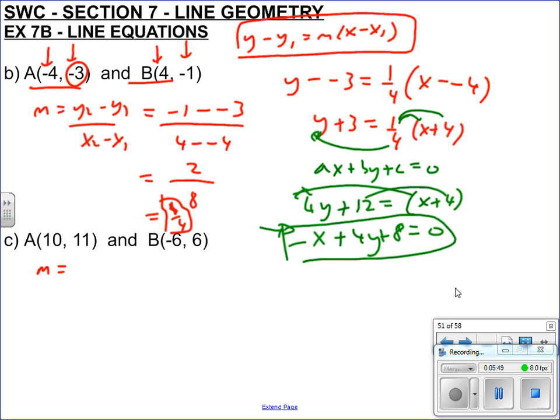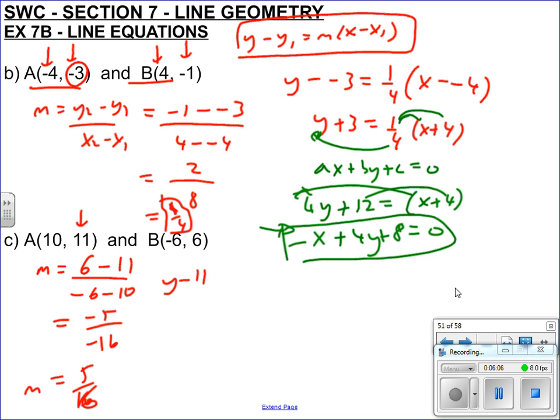So m is change in y over change in x, so (6 - 11) over (-6 - 10), so that's -5 over -16, so that's 5 over 16. Okay, there's my m value. y - y1, because that's 11, equals 5/16 (x - x1, 10). Multiply it all by 16 because we want it in ax + by + c format, so that's 16y, subtract 16 times 11, what's that, 160 plus 16, so 176 equals 5(x - 10), 5x - 50.